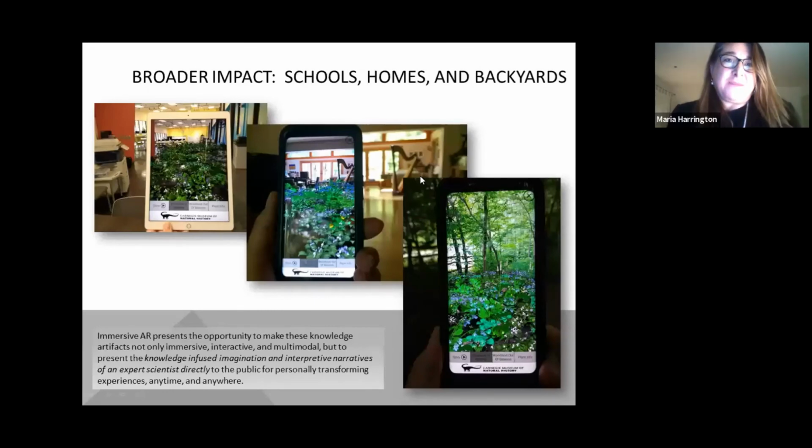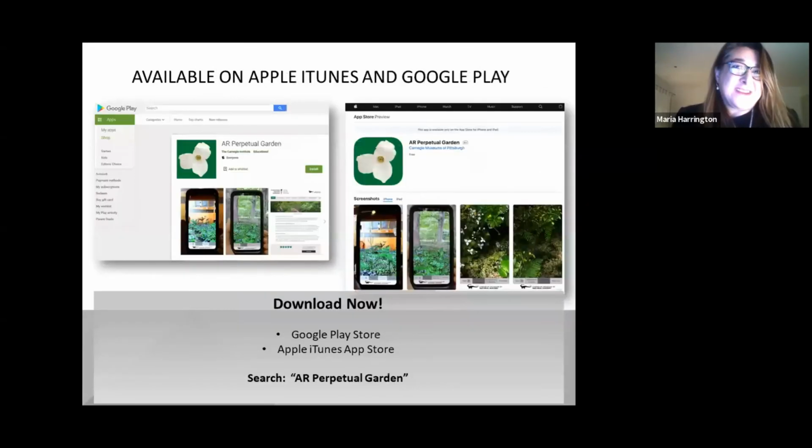Broader impact means taking it out of the lab and actually deploying it. So it's available. Please search for it and download it.